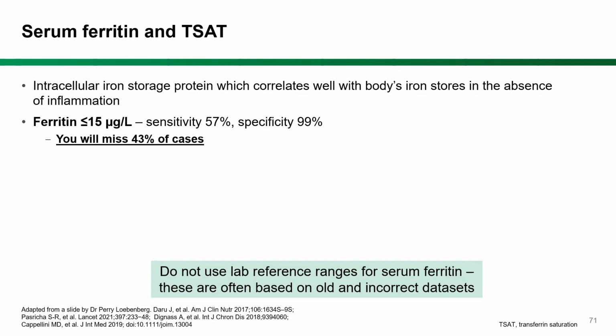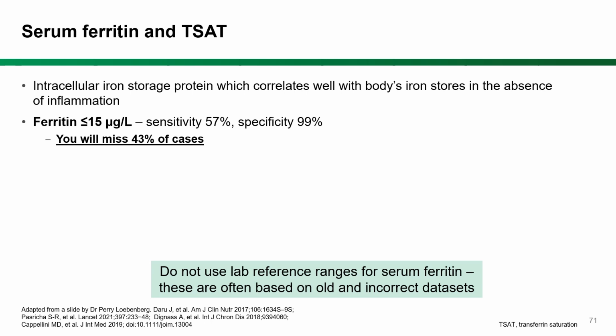Now, we said that ferritin is an intracellular storage protein of iron and correlates well with the body's total iron stores, but importantly, in the absence of inflammation. If you live in a country where there are lots of patients with infectious disease, inflammatory conditions, cancer, renal failure, etc., the ferritin on its own will not be enough.